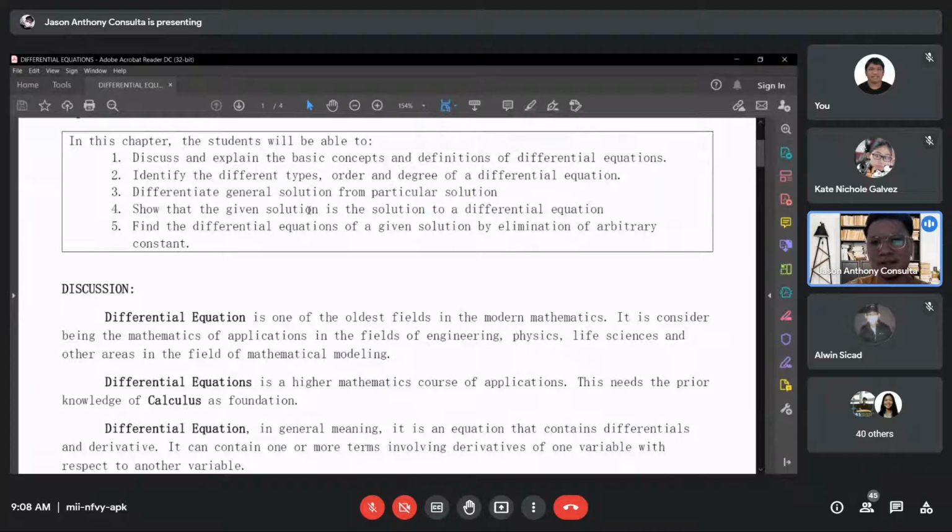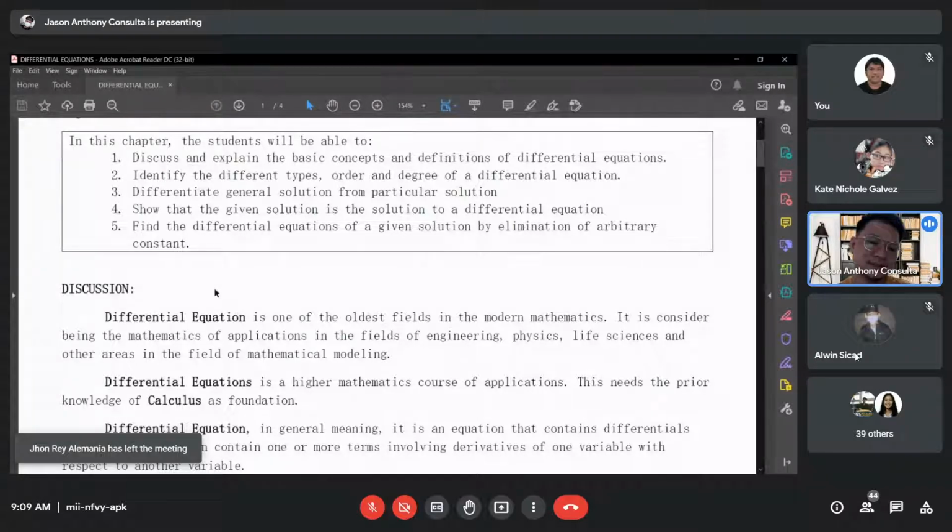DE and degree of DE. Okay? So, differentiate, yung nga sinasabi ko, general from particular solution. And show that the given solution is the solution to a differential equation. And also, find the differential equation of a given solution by elimination of arbitrary constant. Ano pala tong arbitrary constant, class?